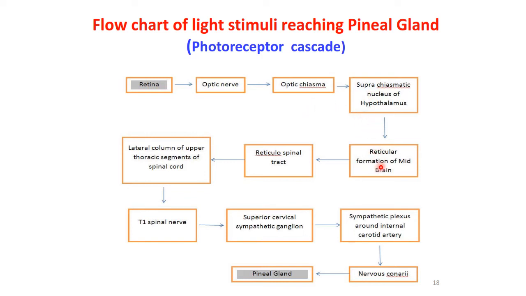Then from here, it reaches the reticular formation of the midbrain, and then the reticulospinal tract, then the lateral column of upper thoracic segments of the spinal cord, and it reaches the T1 spinal nerve, then the superior cervical sympathetic ganglion, then the sympathetic plexus around the internal carotid artery, passing through the carotid canal at the skull base, and then the nervus coronarius, which takes all the postganglionic sympathetic fibers to the pineal gland. That is about the nerve supply and the flow chart of how light transmits from the retina and optic nerve to the pineal gland.